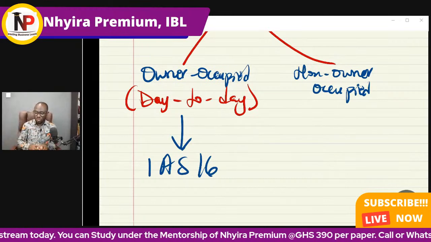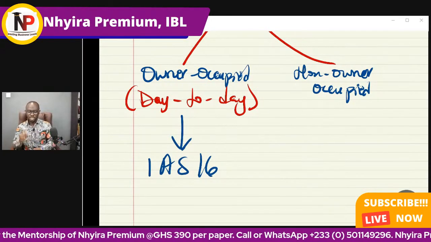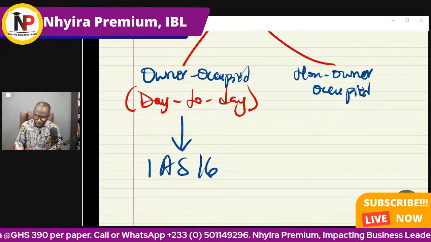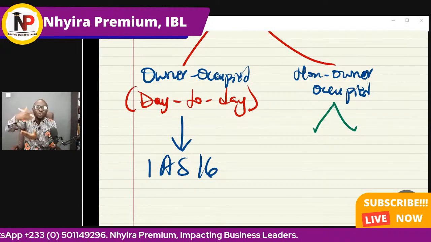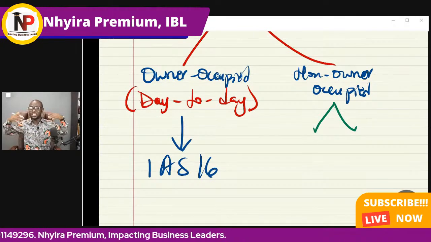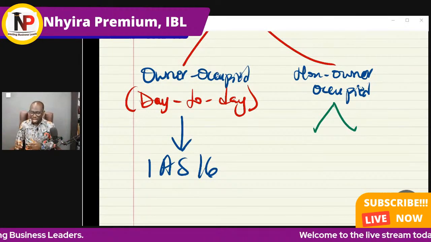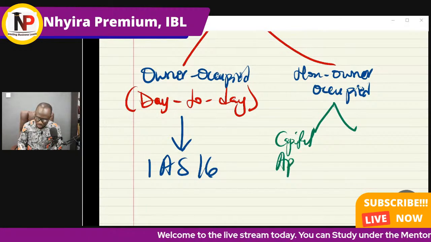We will account for the asset in accordance with IAS 16, property, plant, and equipment. However, where the entity controls the asset, but the entity is holding the asset and not doing anything with the asset now. For instance, we buy land, but we are not doing anything on the land right now. So it means that probably we are holding on it for capital appreciation.